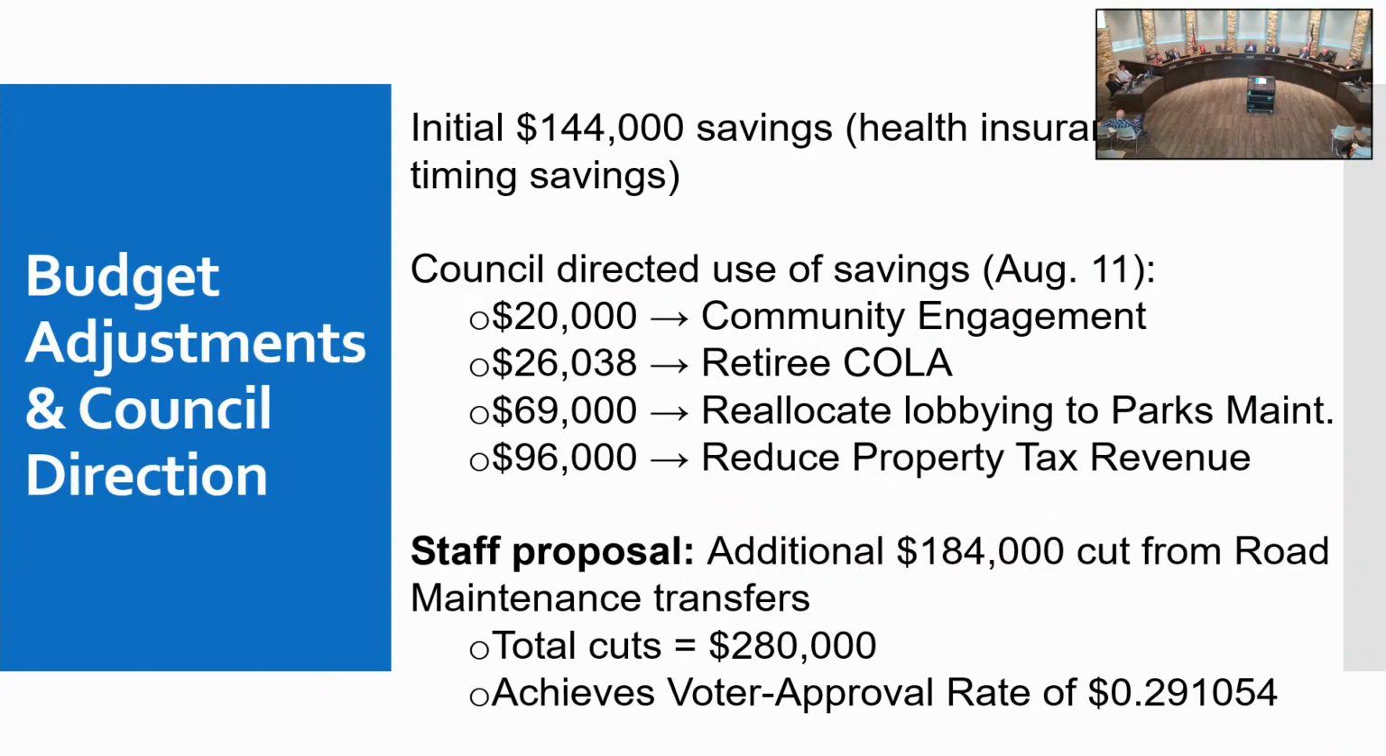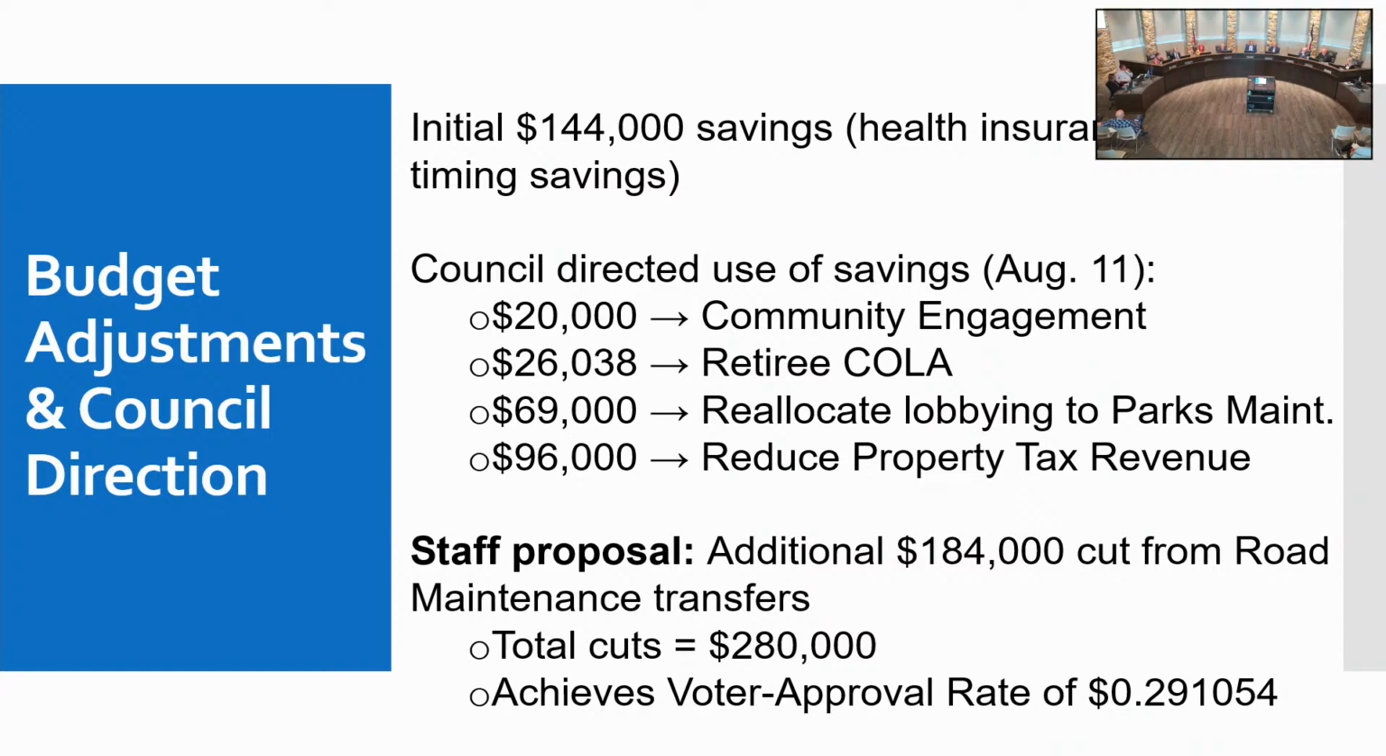And then $69,000 we reallocated from lobbying to parks maintenance. I did talk to the lobby team and we wished them well, and they won't be charging us. We had a 90-day clause, but they'll only charge us one month. So that was nice of them. So we're out of that business. But we reallocated the money to parks maintenance. I know we had some comments about parks, and Steve and Steven have put together a list of what they would use that money for to get the biggest impact as far as parks maintenance. And then $96,000, reducing the property tax revenue.